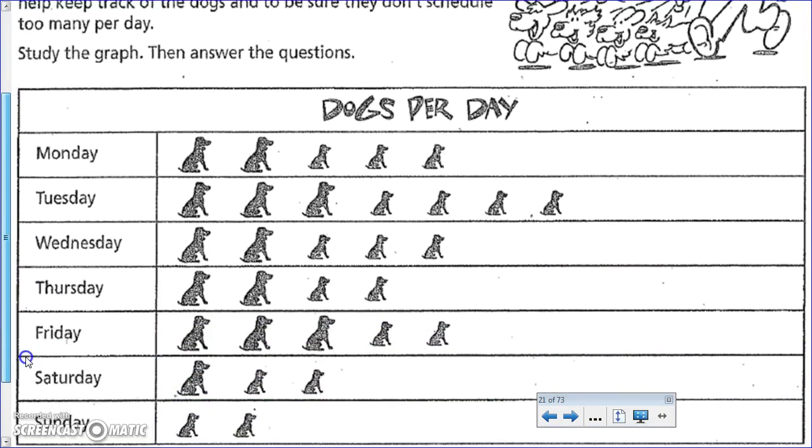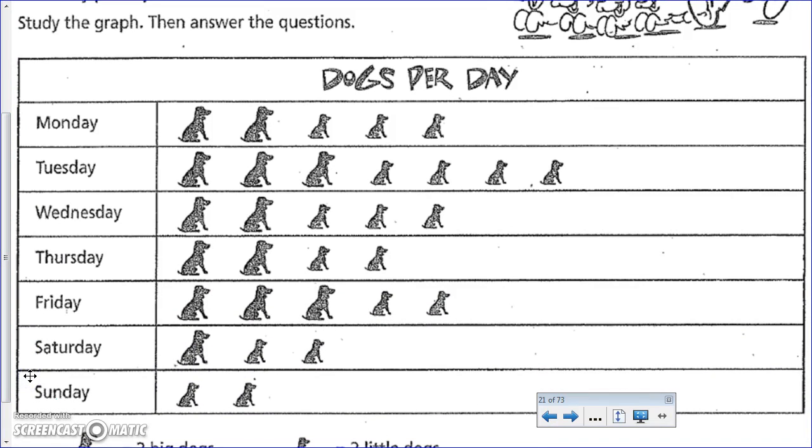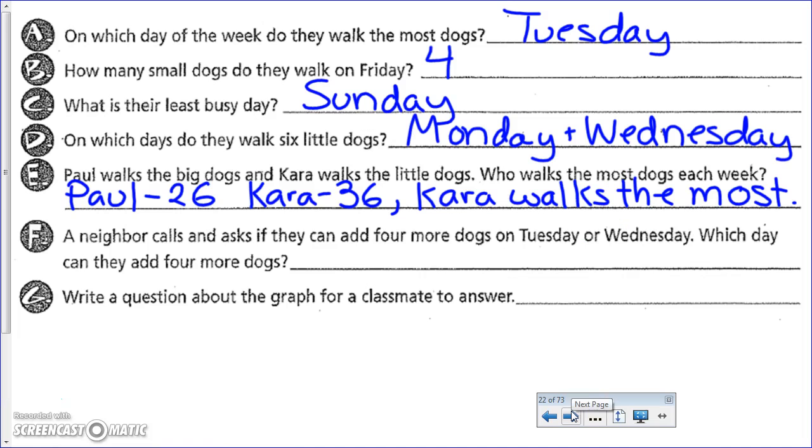So if we look at Tuesday here on the graph, we can see there are 7 pictures of dogs, which means they walked 14 dogs on Tuesday. On Wednesday, we can see they only have 5 pictures, so it means they're only walking 10 dogs. This means that they can add 4 more dogs on Wednesday. So for question F, the day they can add 4 more dogs is Wednesday.